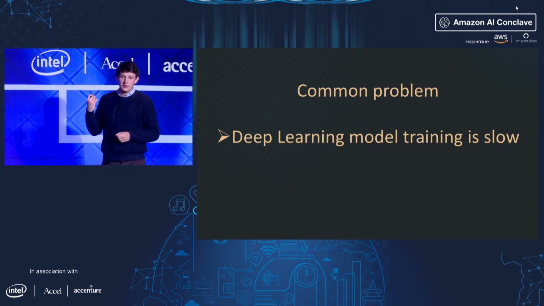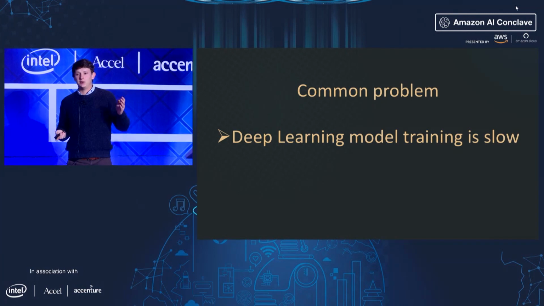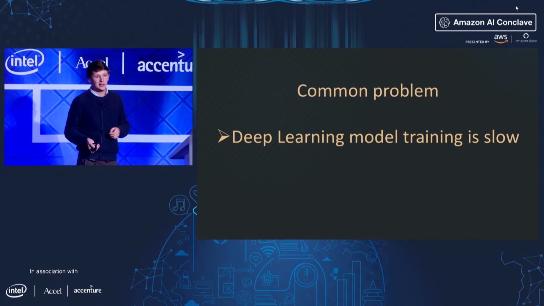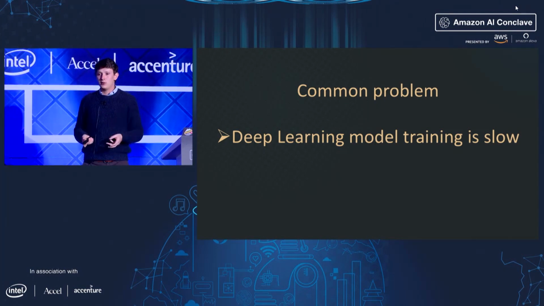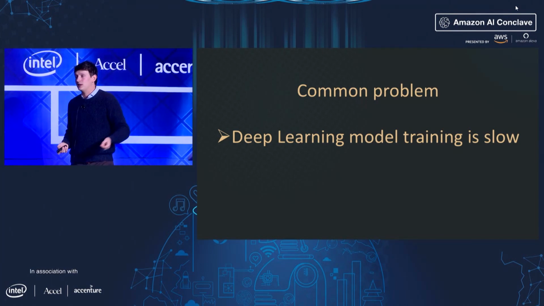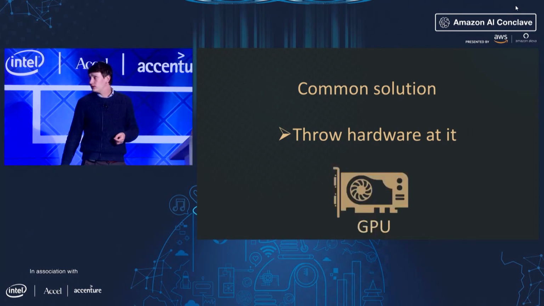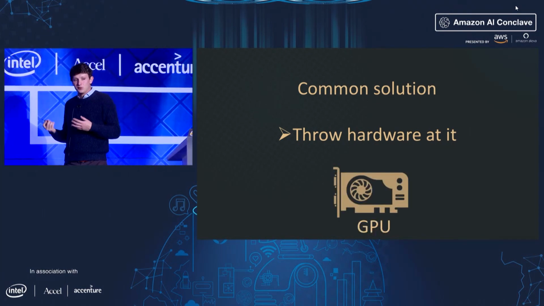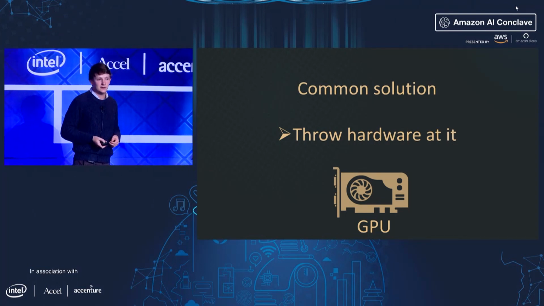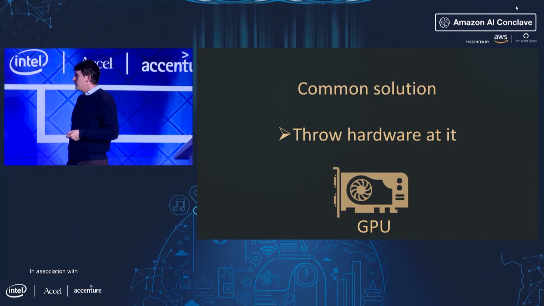So a common problem is that deep learning model training is slow. Who has trained a deep learning model before? A lot of you. So I hope you can relate to that. You start training, sometimes it takes a few hours, sometimes it takes a few days, and if you're not happy with the final result, then you start again. So the common solution: throw more hardware at it. You start with a GPU, so you're already quite happy. That's a P3, let's say a P3 2xlarge, already starting to cost like $4 an hour, so it's already an investment.